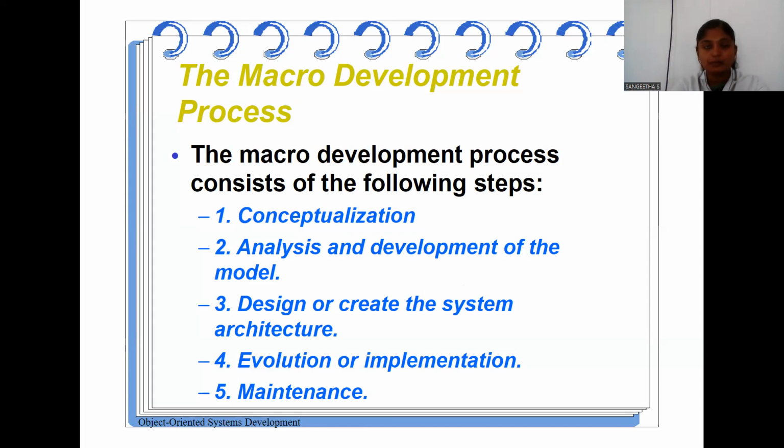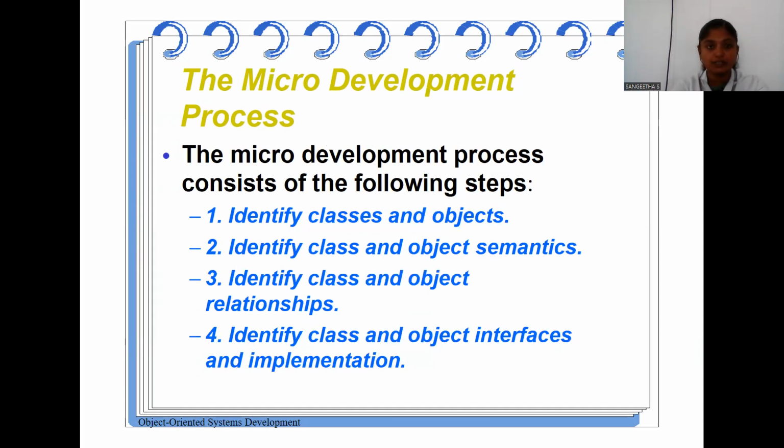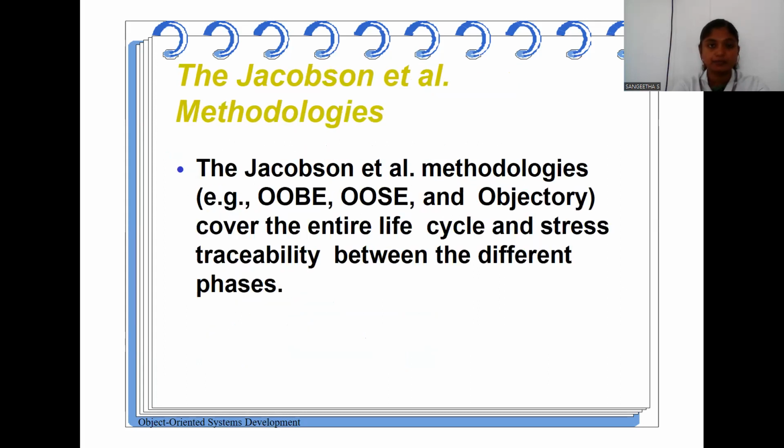The macro development process mainly focuses on major activities and the steps involved, and the micro development process involves the minor activities, like day-to-day activities. Here, what the micro development process is doing is identifying the classes and objects and their semantics, relationships, interfaces, implementation, etc. That's all about the Booch methodology, and the last one is the Jacobson methodology.